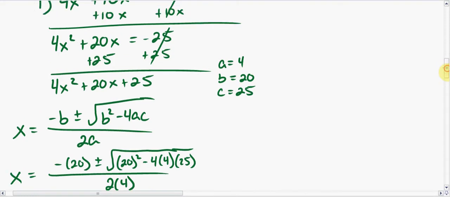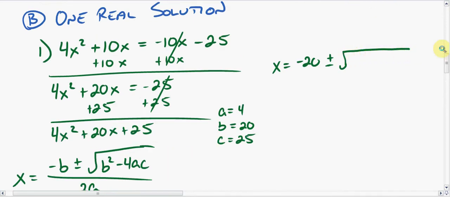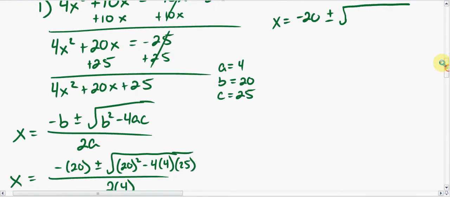So I'm going to come back up over here, and we're going to simplify this. So we've got x equals the opposite of 20 is negative 20, plus or minus the square root of 20 squared, which is 400. Negative 4 times 4 is negative 16, and negative 16 times 25 is negative 400. So since it's negative 400, I'm going to do minus 400. And that's all over 2 times 4, which is 8.